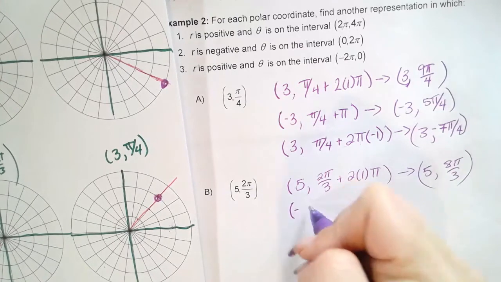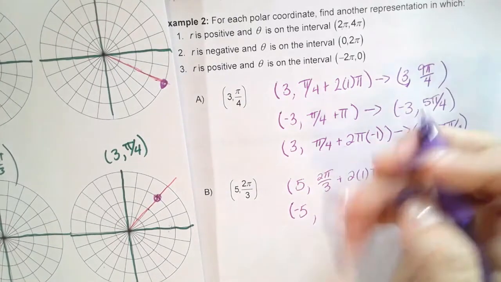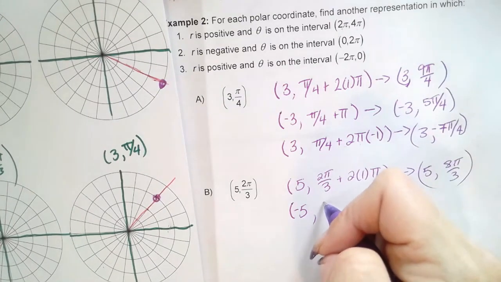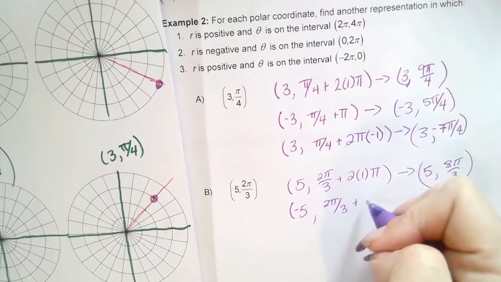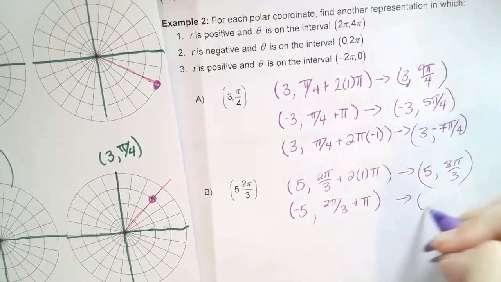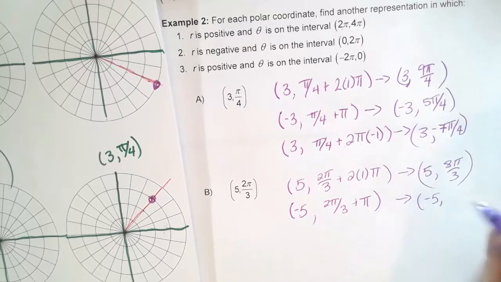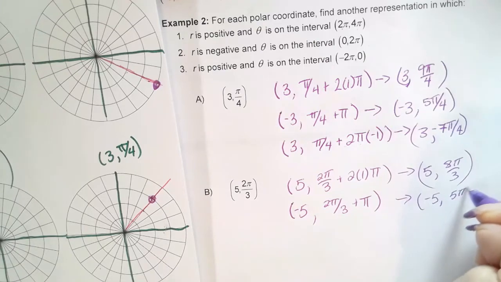Next one, we want a negative r. And since we want negative r, we're going to take our theta and add pi to it. This gives us negative 5. Let's see, that's 3 pi plus 2 pi is 5 pi over 3.